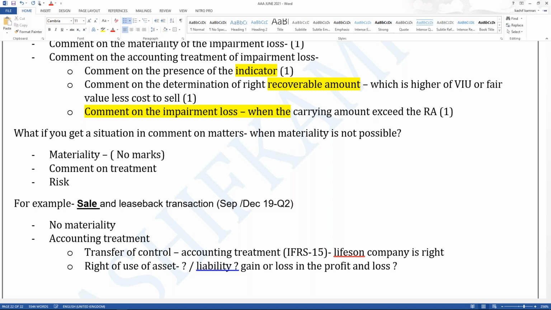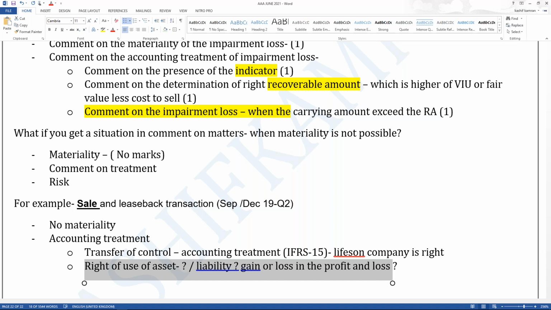So can we write the accounting treatments for right of use of asset and liability and gain and loss in the profit and loss to gain more marks? And tell the management, if management has not recognized it, then the right of use of asset is understated or the liability is understated. Are you getting my point, everyone?